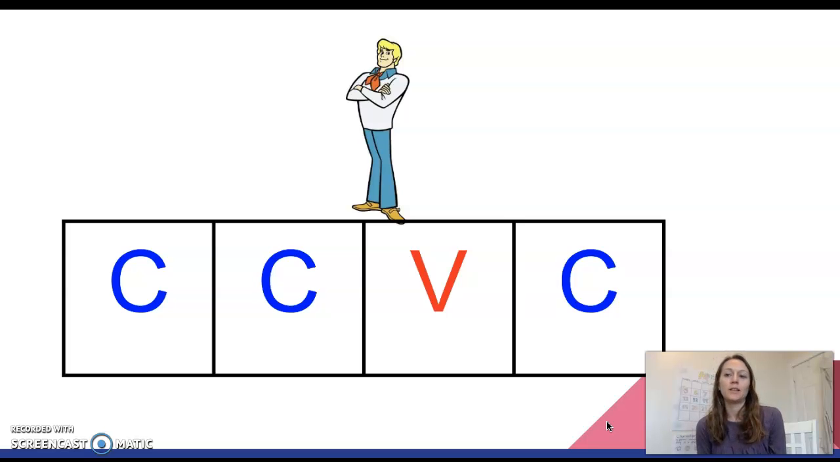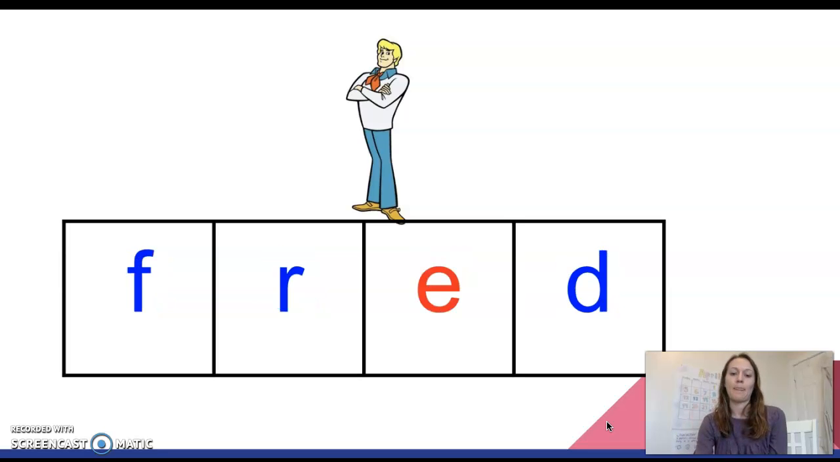All right, do you recognize this character? His name is Fred. Let's say the name Fred and stretch the sounds. Fred. F, r, e, d. Fred. What blend do you hear? Did you get F-R? Then you are correct. What says e, and d? Did you get F-R-E-D? If you did, you are correct.